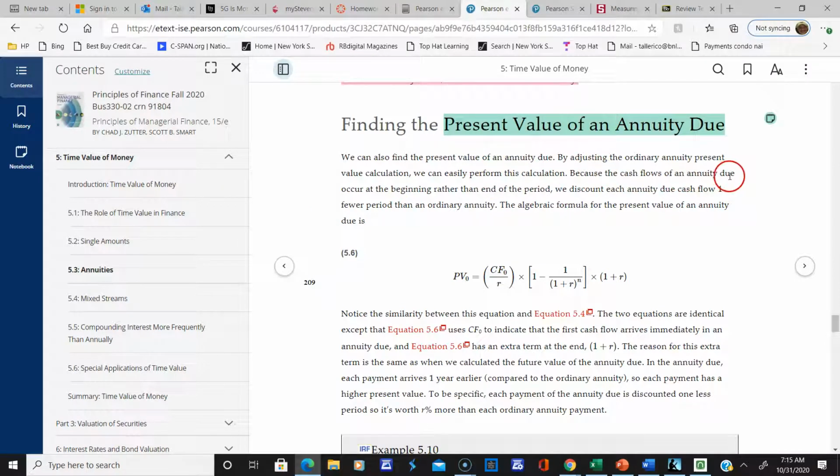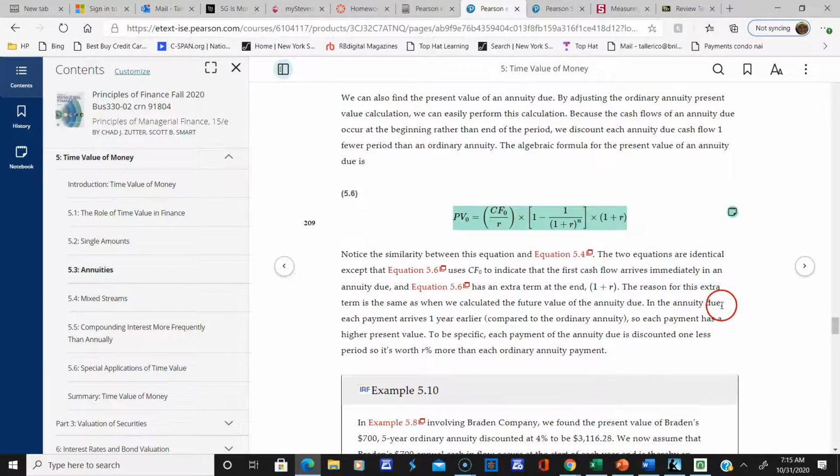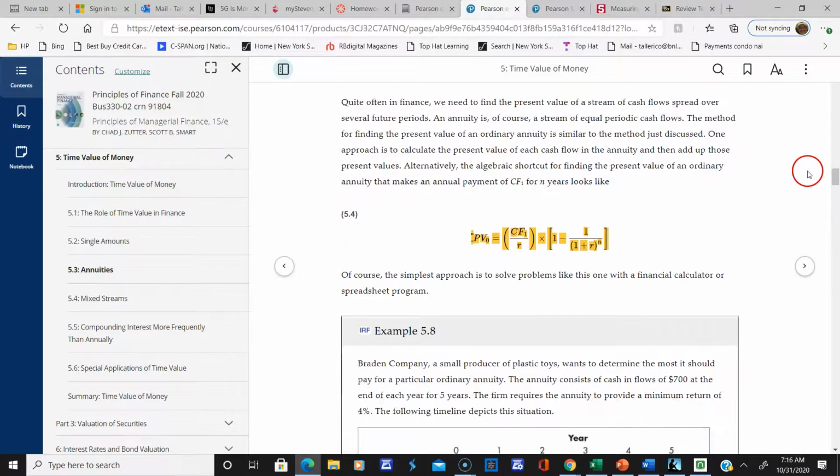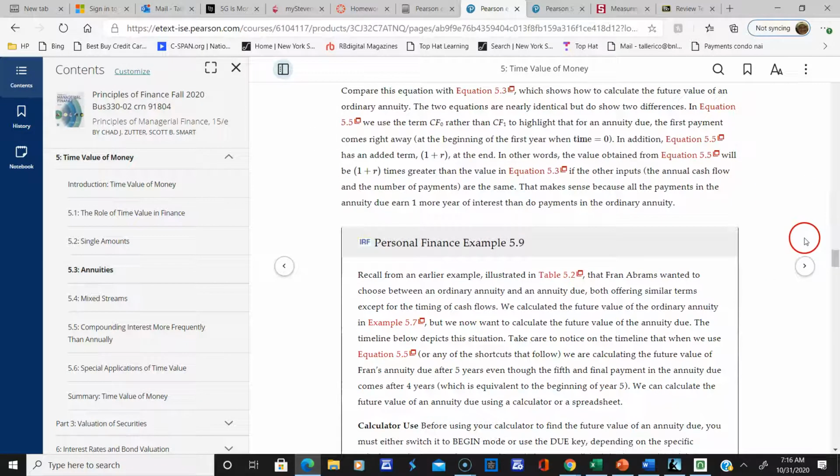Because the cash flows of an annuity due occur at the beginning rather than the end of the period, we discount each annuity due cash flow one fewer period than an ordinary annuity. So here's the equation of the present value of an annuity due. You should put all these equations on your sheet so you know them. It's very similar to equation 5.4 here, of an ordinary annuity. Let me scroll down. Here we are.